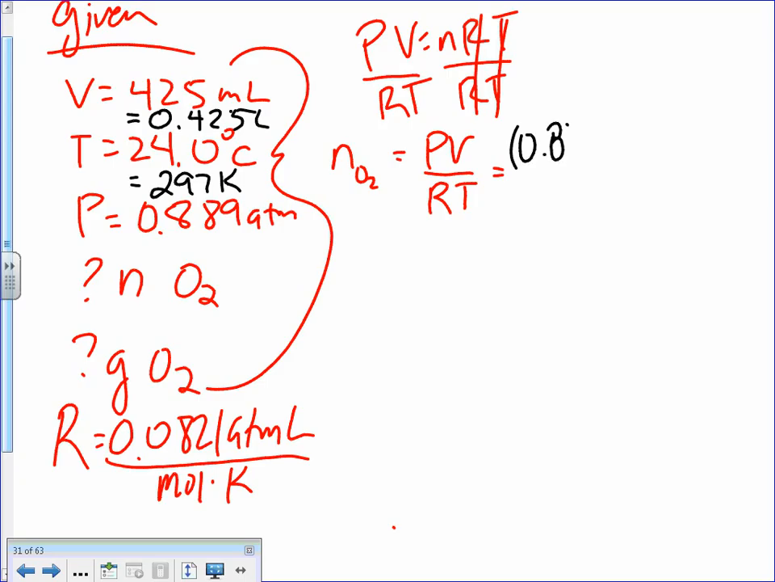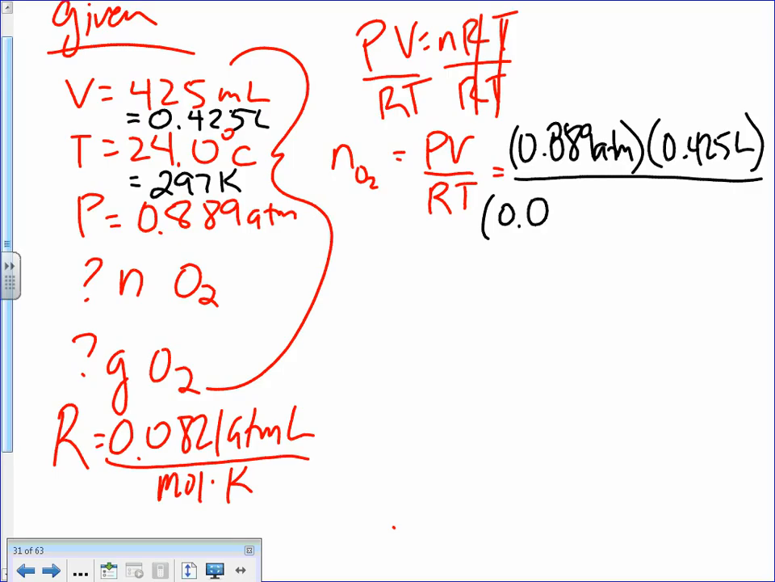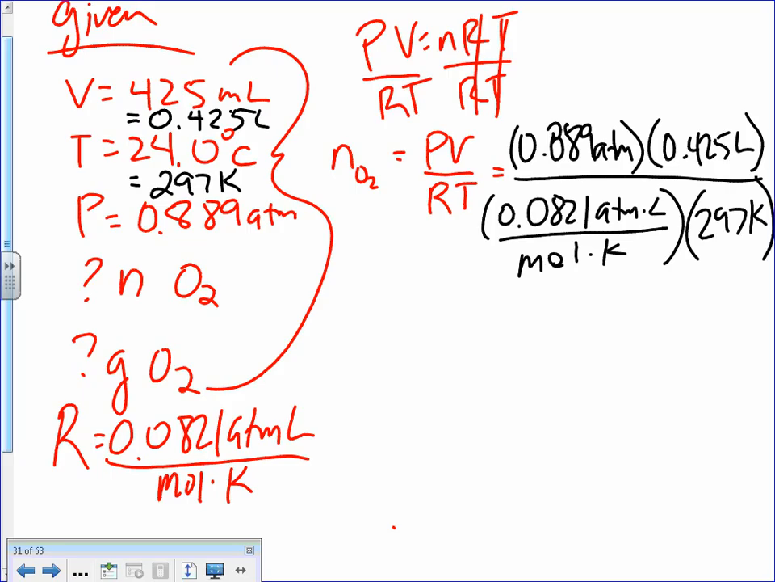Pressure, 0.889 atmospheres, times volume, 0.425 liters. You see I'm putting my units like a good student, because this student could be you, so make sure you put your units. R is 0.0821 atmosphere times liters per mole. This is like a fraction in the denominator. And then temperature, 297 Kelvin.